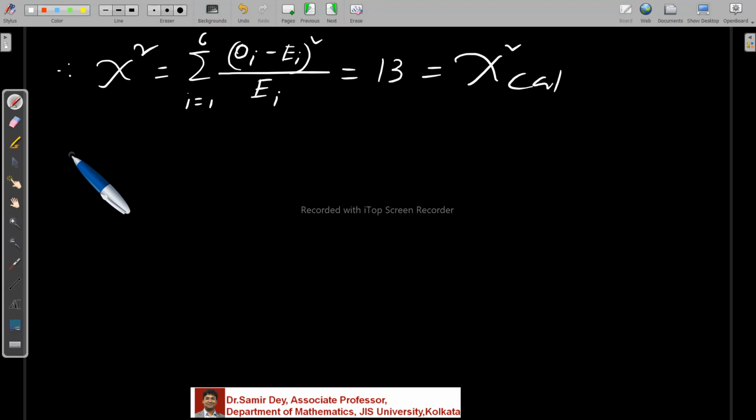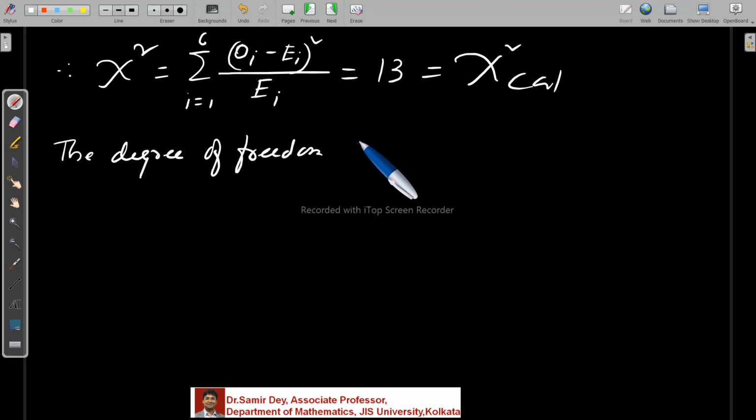Next you write down the degree of freedom, which is df equals n minus 1. What is the number of variations? 6. 1 2 3 4 5 6. Ultimately it is coming 6 minus 1 equals 5.